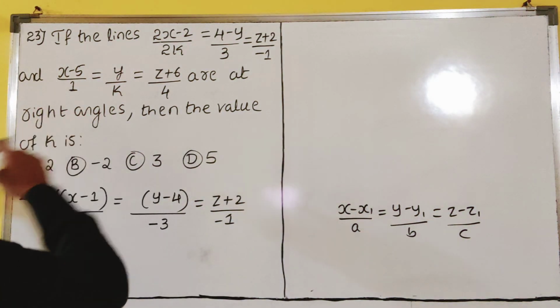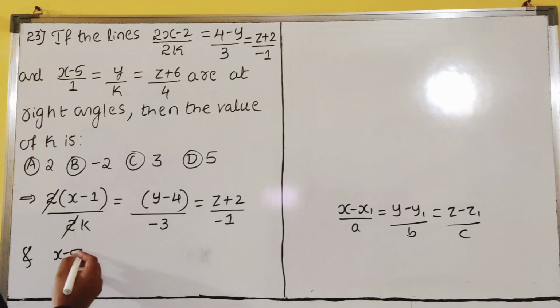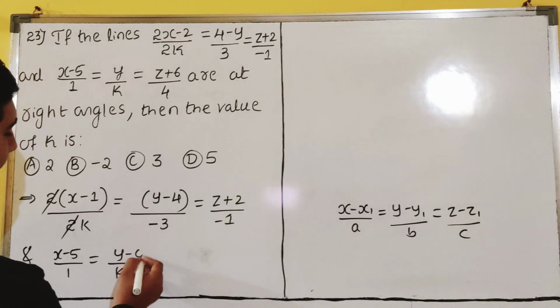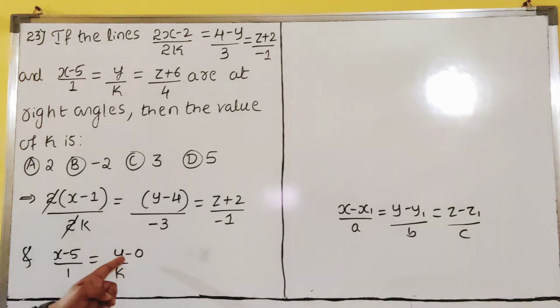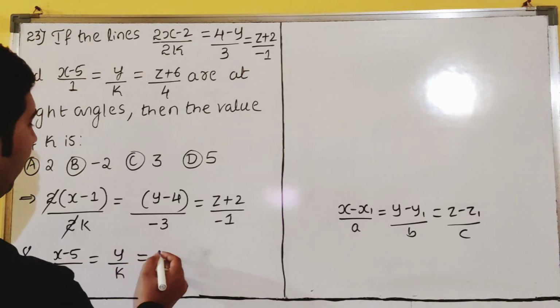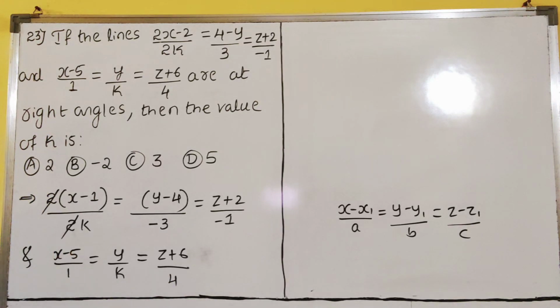So next line. The other line is in standard form only. The other line is what? x minus 5 divided by 1. y by k. Here nothing is there, which means 0 will be there, so I will not write 0. y minus 0 is y only, so it is not required to write 0. z plus 6 divided by 4, dear students.